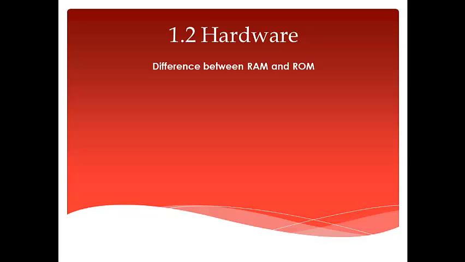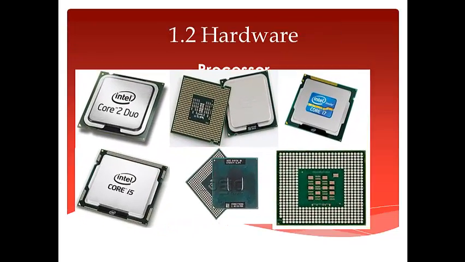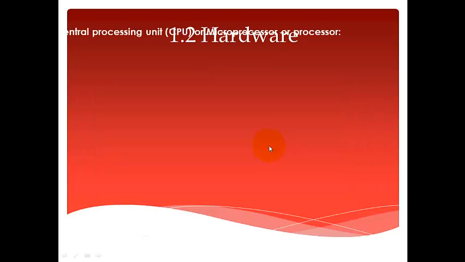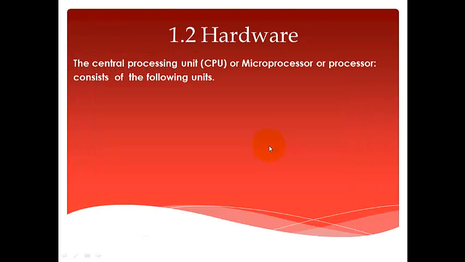So what is the difference between RAM and ROM? Before that, we'll see what a processor is. You can see these diagrams give you a complete picture of a processor. This is a processor, this one is a processor, all the diagrams here are processors. What is a processor? The processor is called the Central Processing Unit, CPU, or microprocessor. It consists of the following units.